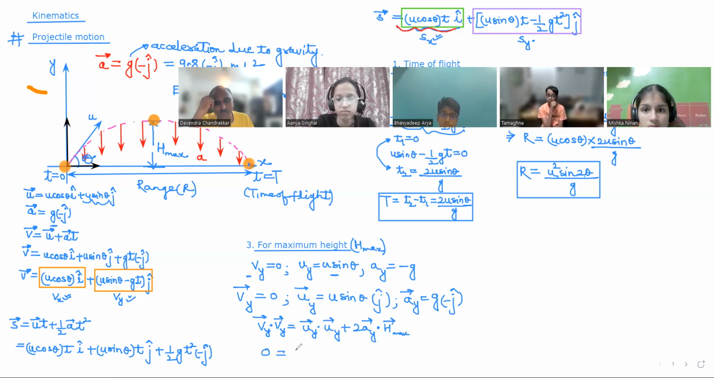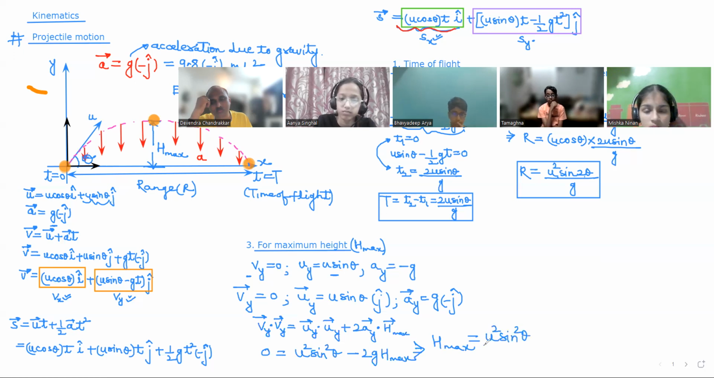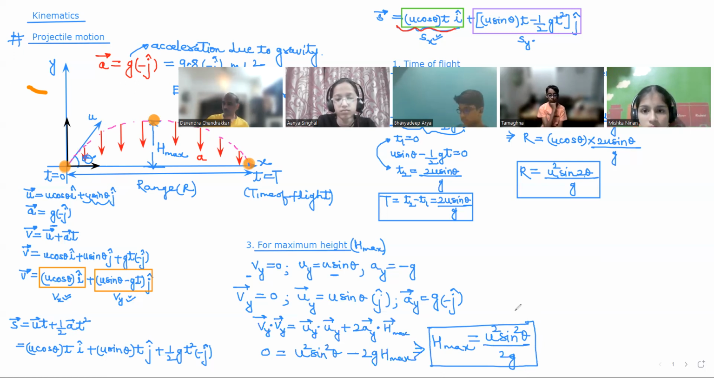Right? So this is 0. This is u square sine square theta. This is minus 2g h max. You know why minus came, right? So from here we get h max as u square sine square theta by 2g. I hope all of you understood this. Yes or no? Yes, sir. लिखो.